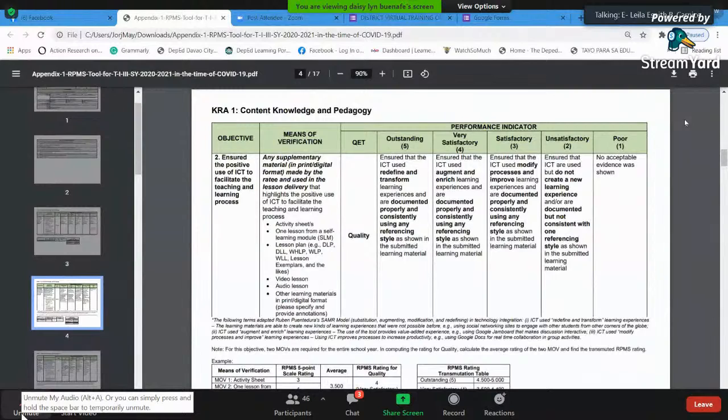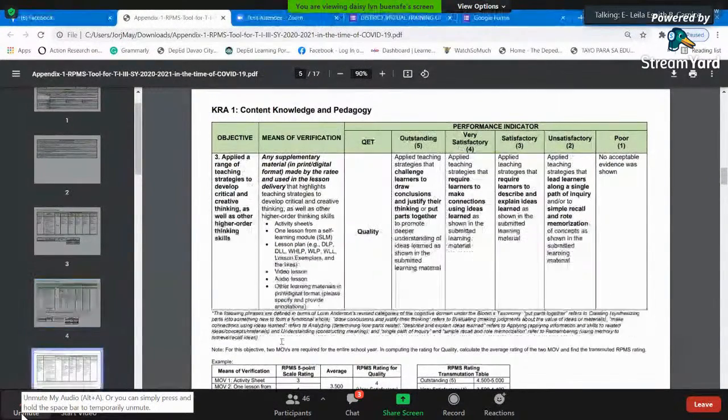Okay, let us go to slide number 5. This is still again an objective in content, knowledge, and pedagogy, which is: applied a range of teaching strategies to develop critical and creative thinking as well as other higher order thinking skills. If I am not wrong, the speaker this morning is Ma'am Lydia Albacete. Am I right? That is module 3.